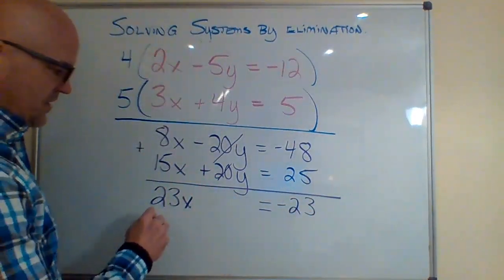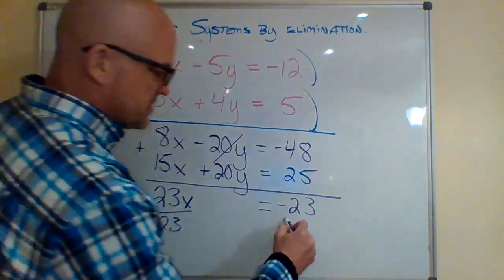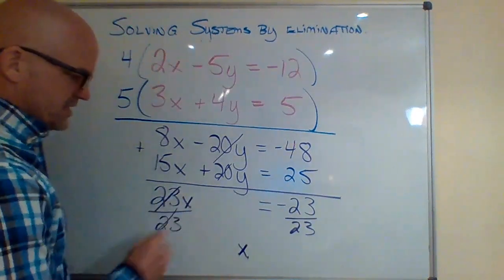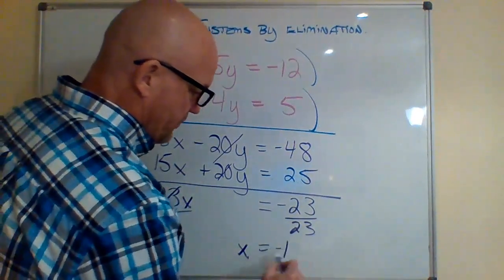Super simple, easy problem to solve. Divide both sides by 23. And bring the x closer here. 23's cancel out. That's going to equal -1.